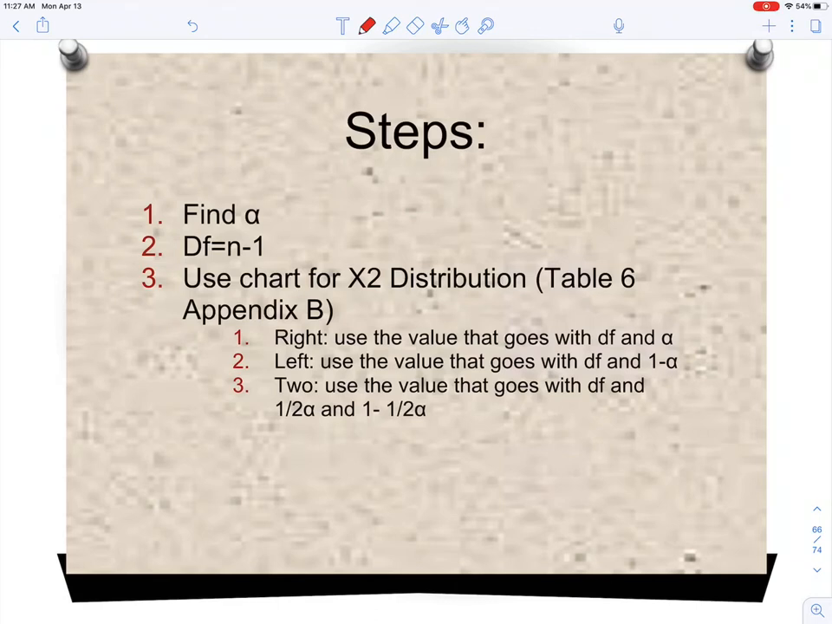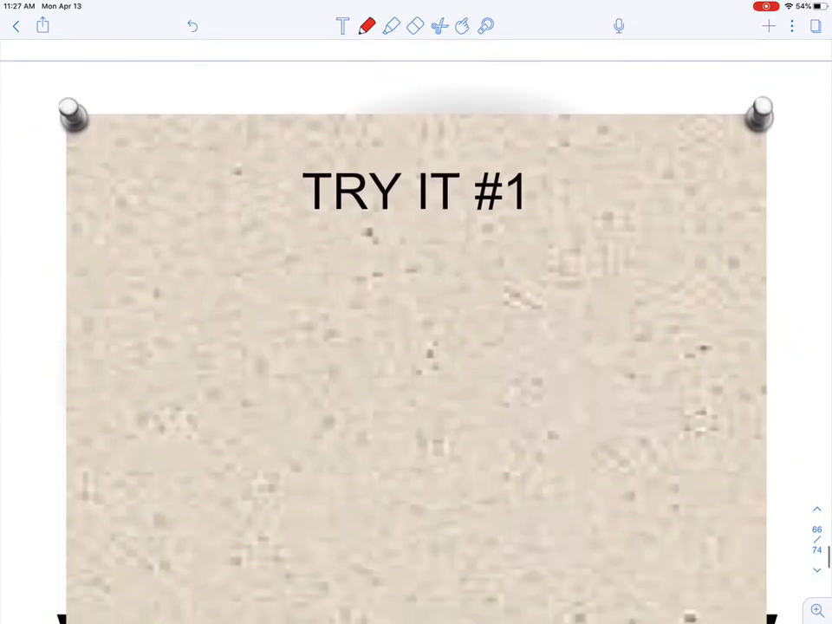So something to note is that these are opposite of what we've normally done. Usually the right is 1 minus, and the left you take as is, but in the chi-squared you're looking at the opposite, so be careful with that.